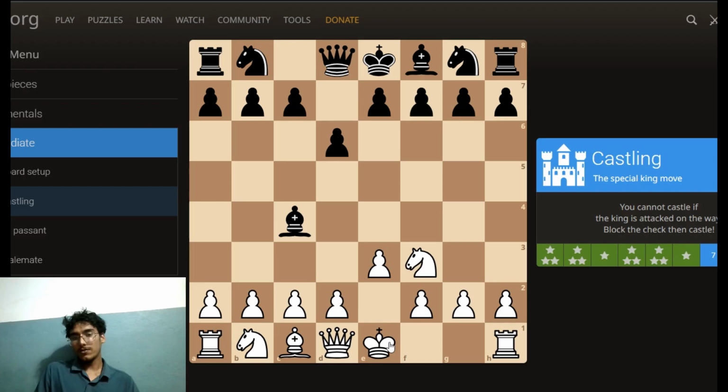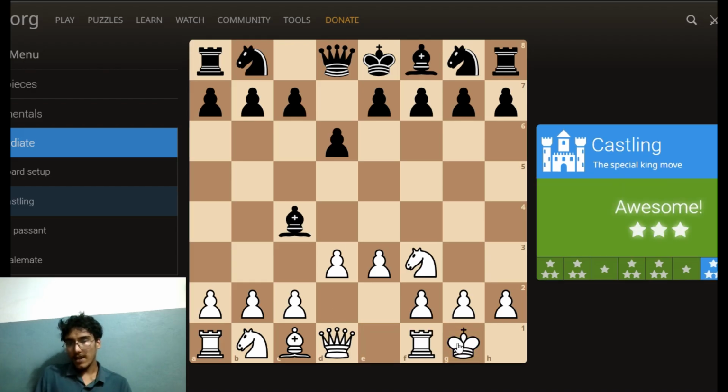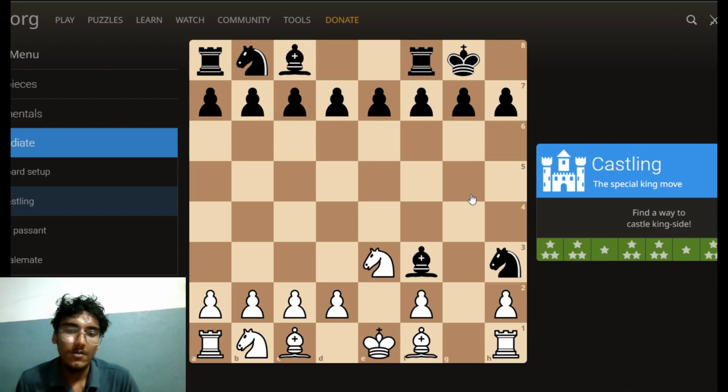So in order to castle, we need to first block the check. To block the check, we have two ways: either bring some piece in the way, or just capture it. In this case we cannot capture, so we bring this pawn in between. Now if he goes back, we can finally castle. So these are a few rules.